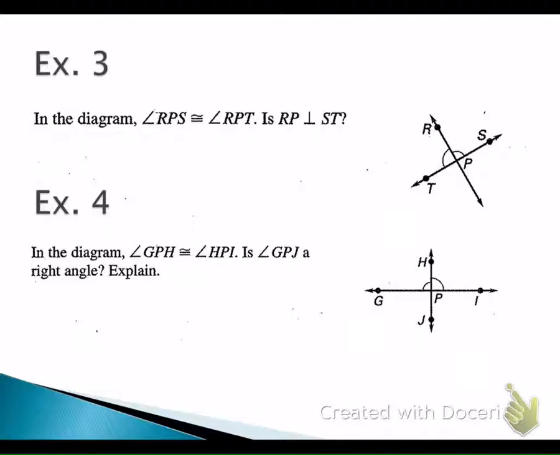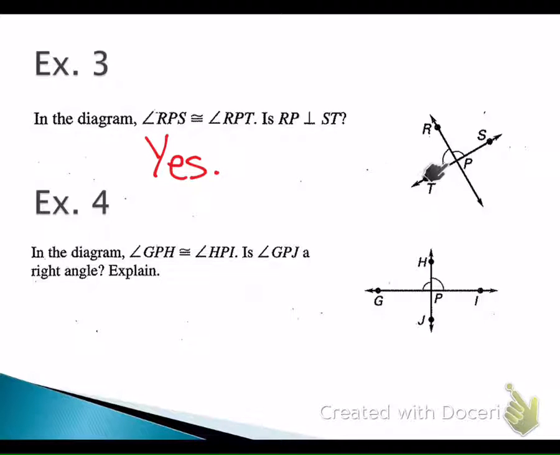So one of the theorems that you wrote down, I believe it was the third theorem, states that if two angles are formed by intersecting lines and they're also congruent, those lines must be perpendicular. So this is actually a yes.